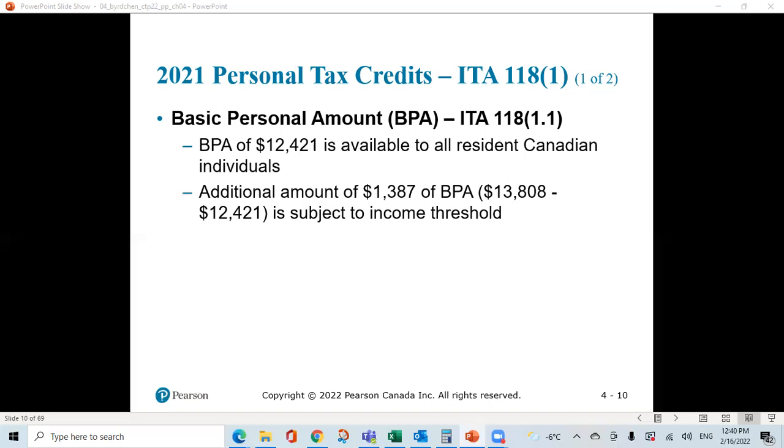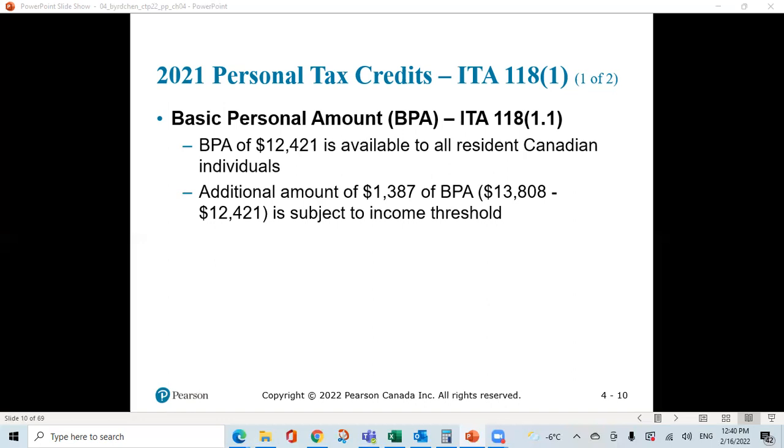The first one we want to talk about is the basic personal amount. This is the amount that all resident Canadian individuals can apply. So this basic amount for 2021 is $12,421. Everybody will apply this basic personal amount times 15%, of course, as the credit.